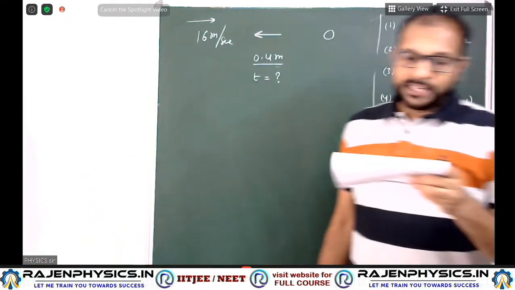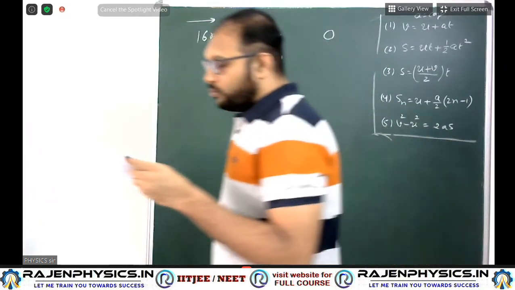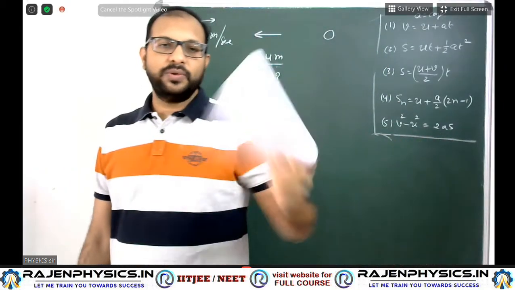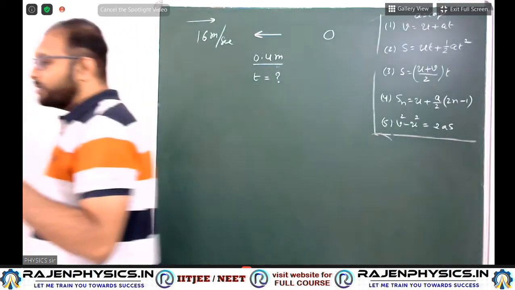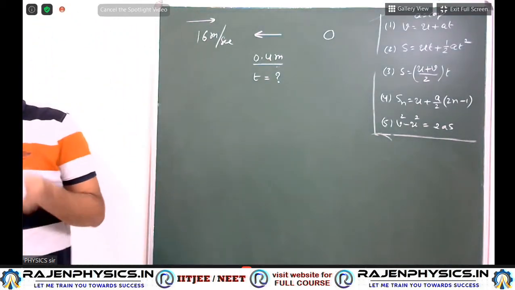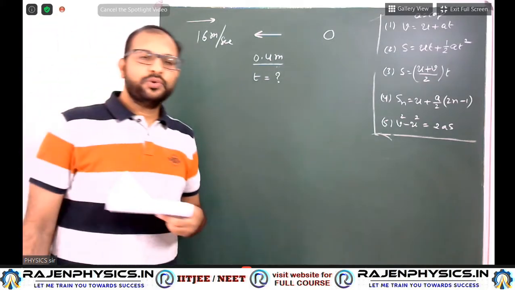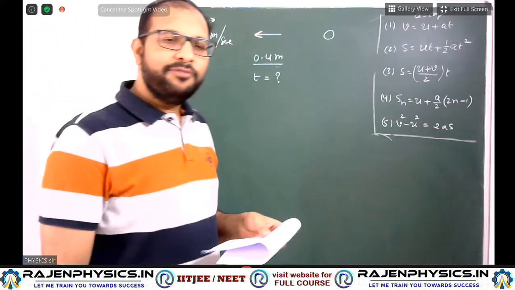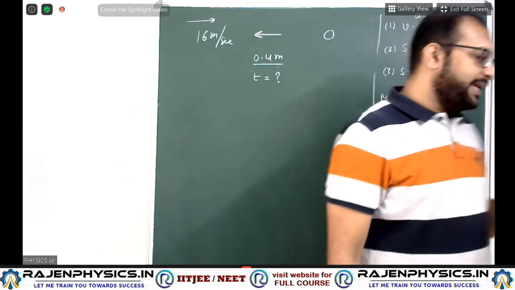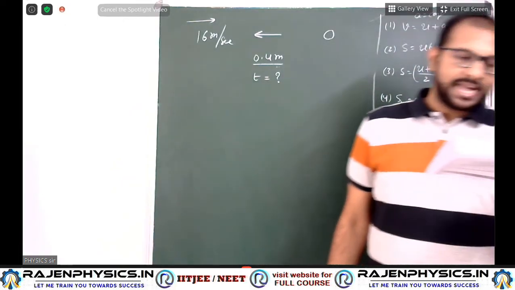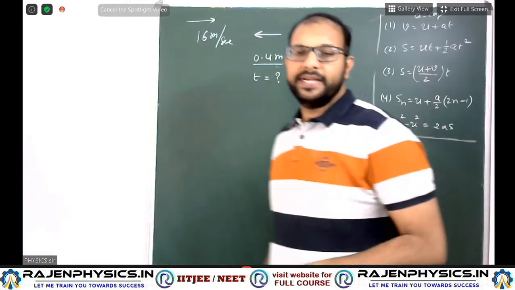A particle starting from rest moves with constant acceleration. If it takes just 5 seconds to reach the speed of 18 km per hour, which is 5 meter per second, find the average velocity and distance traveled by the particle during this period.